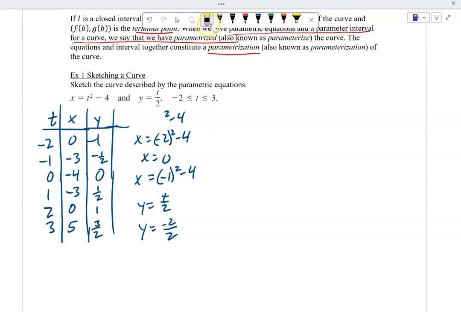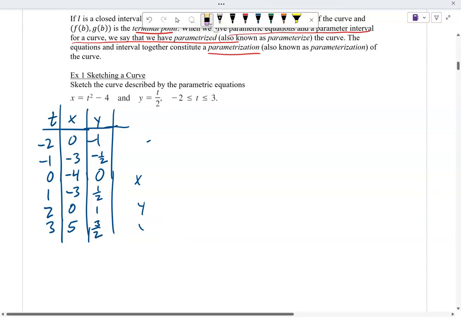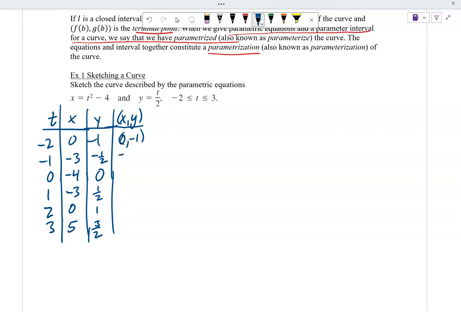And so my points, let me erase this here. My points (x, y) will be (0, negative 1). I got (negative 3, negative a half). I got (negative 4, 0) for my (x, y). I got (negative 3, a half). (0, 1). I got (5, 3 halves), and so on, right?